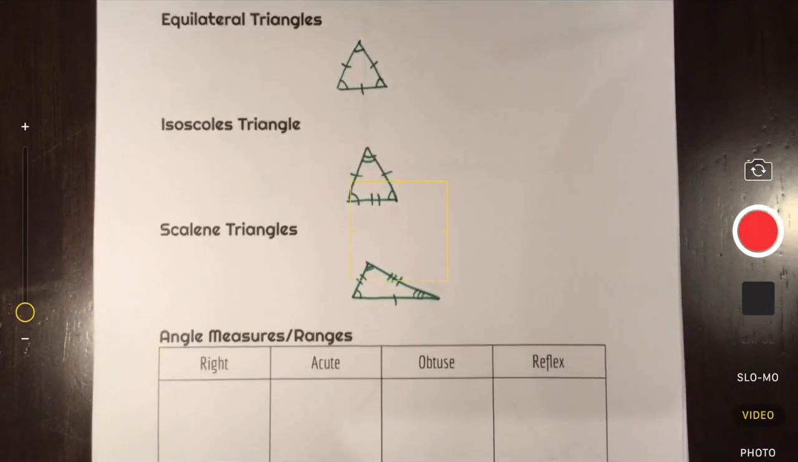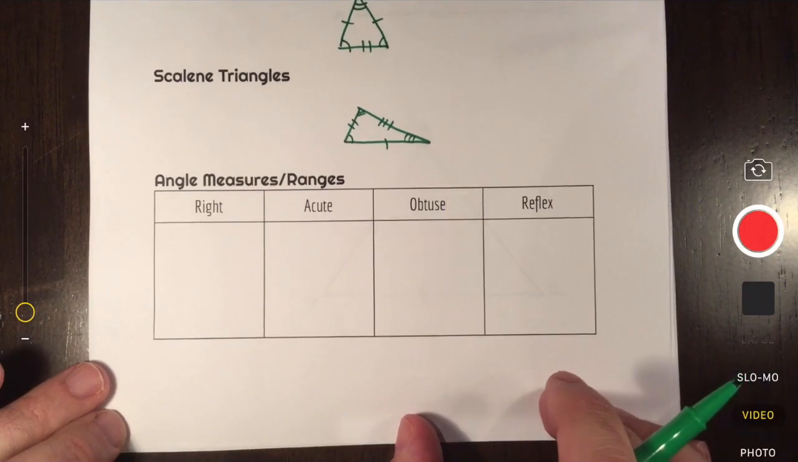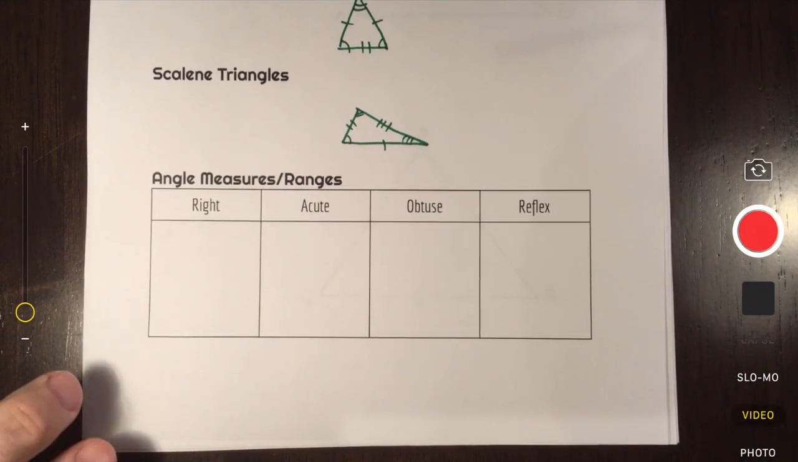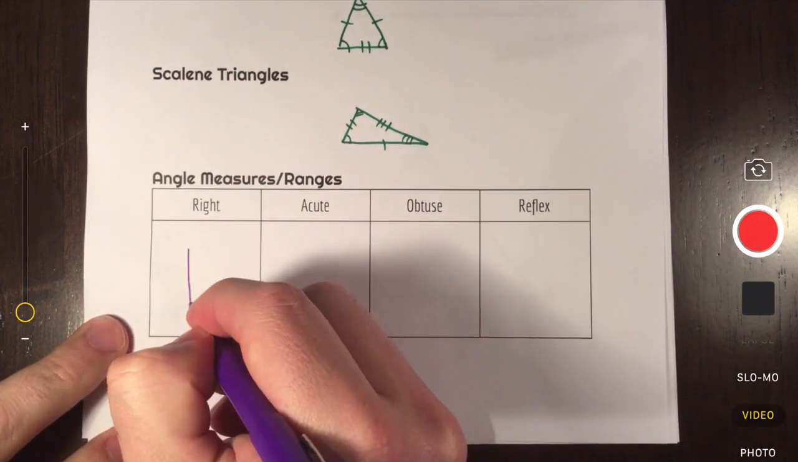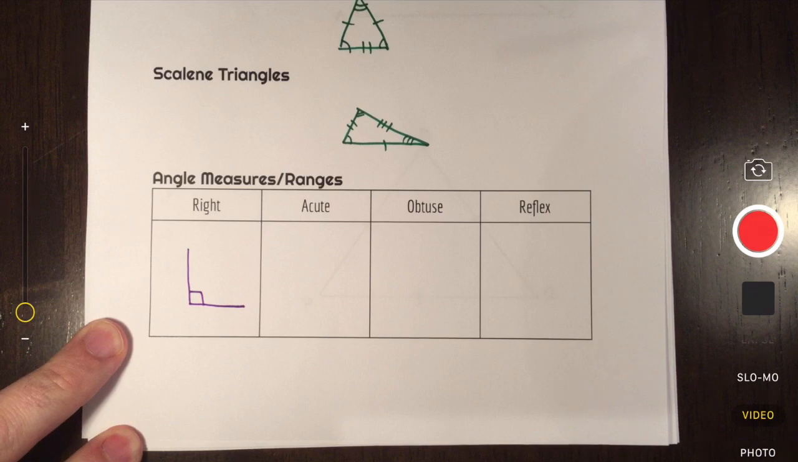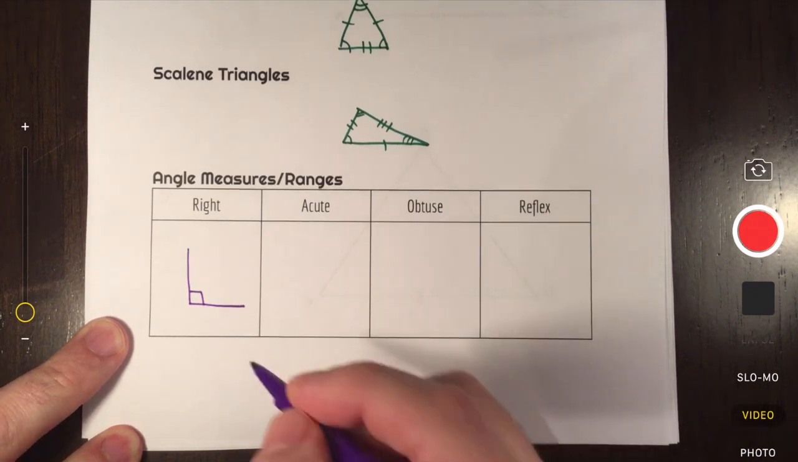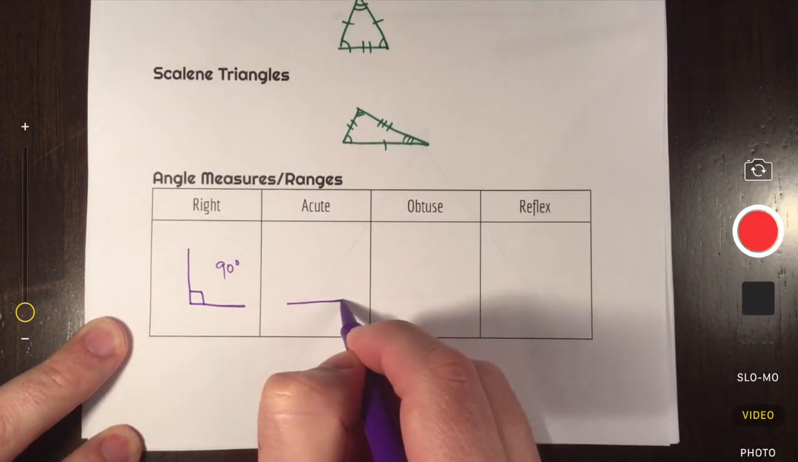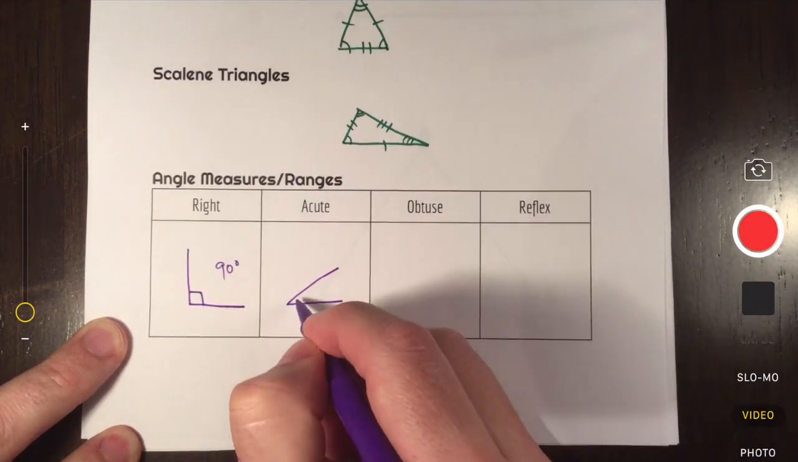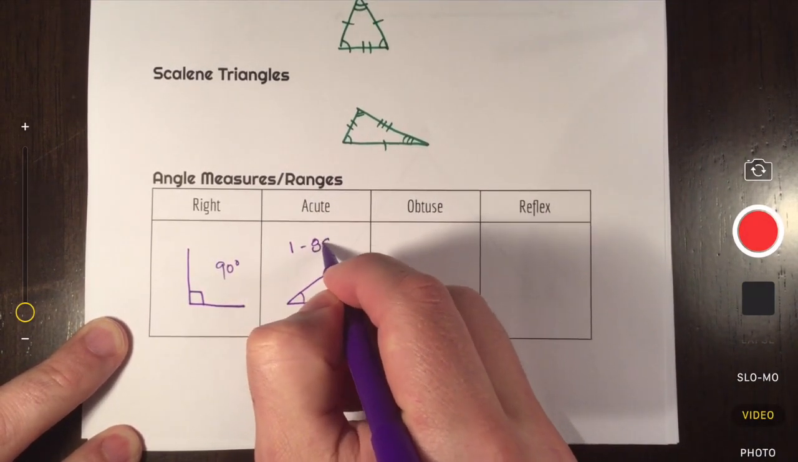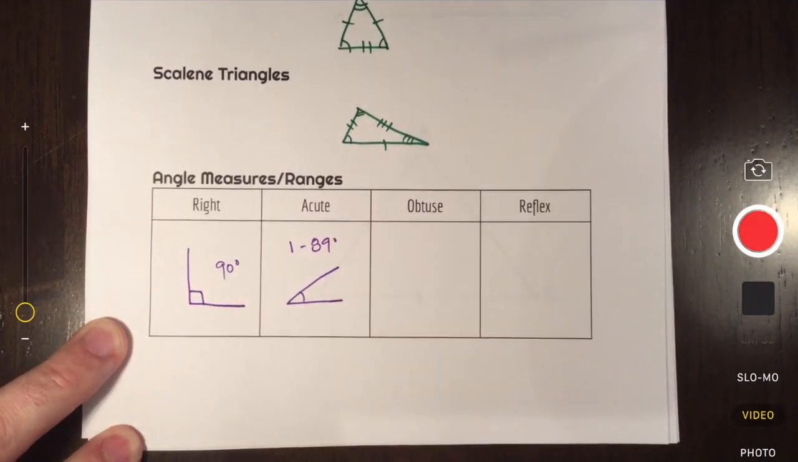When talking about angles, it is important that we remember that we have some different ways that we can measure our angles. If I'm dealing with a right angle, remember what I get is two lines that are perpendicular, and those lines are going to make my right angle and have a measurement of 90 degrees. If I have an acute angle, I have something that is between 1 and 89 degrees.